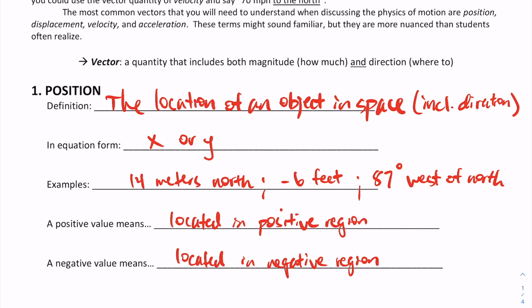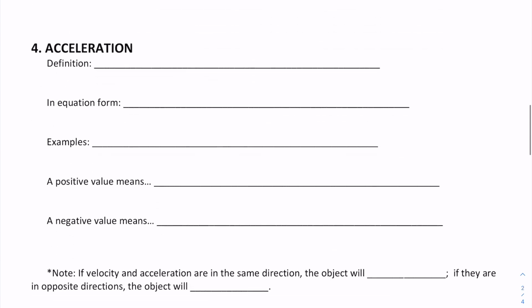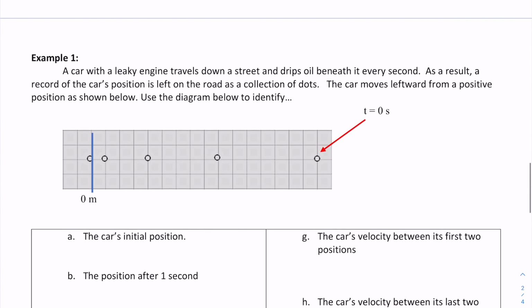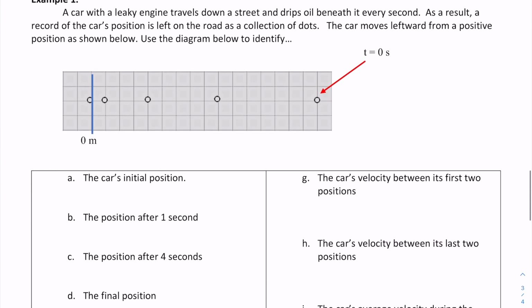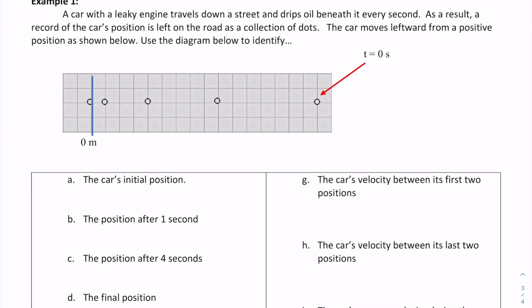Let's take a look at an example of how we can talk about or identify position vectors. So I'm going to skip ahead to a diagram here in example 1. It says, a car with a leaky engine travels down a street and drips oil beneath it every second. As a result, a record of the car's position is left on the road as a collection of dots. And so you can see them here. This is the position of the car every time it drops oil. The car moves leftward from a positive position as shown below.